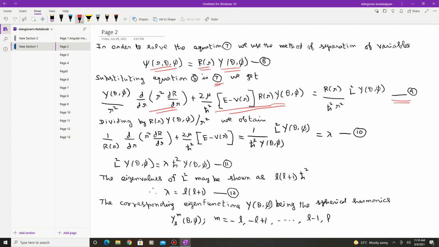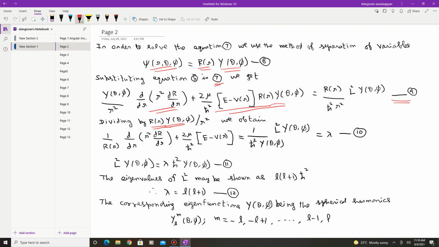Now let us divide both sides by R of r and Y of theta phi divided by r square. Here the equation reduces to 1 by R times 1 by r square d by dr of r square dR by dr plus 2 mu by h cross square into E minus V of r is equal to 1 by h cross square Y of theta comma phi times L square Y of theta comma phi.